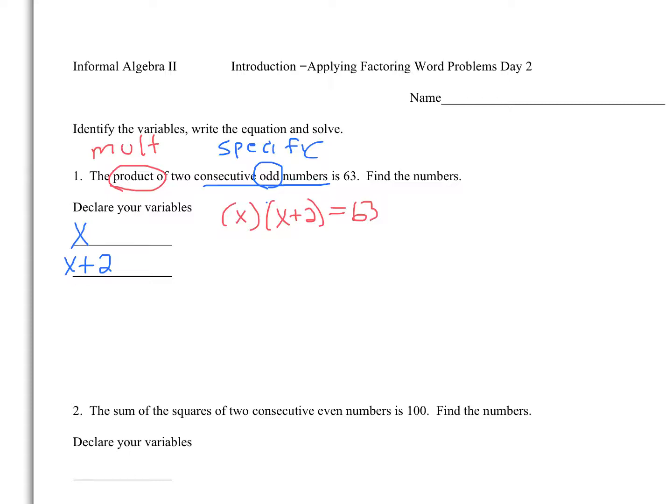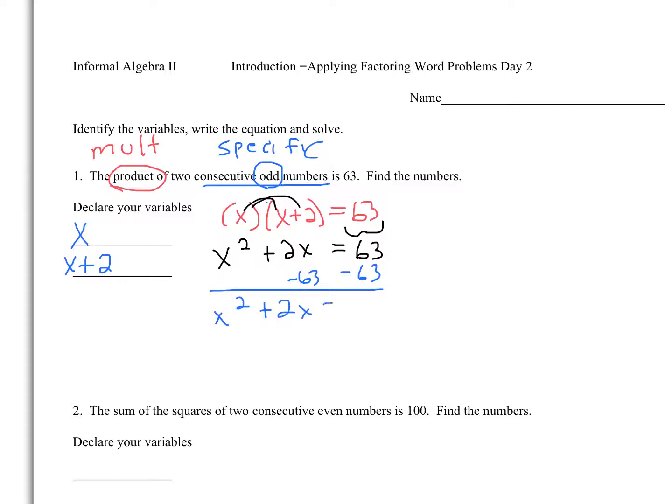Alright. Now, from our previous lessons, we know that in order to solve this, one side of my equation has to be 0. Well, I don't have that yet, so we're going to have to make that happen. We're going to have to distribute this. So I get x squared plus 2x is equal to 63. Now I'm going to subtract the 63. So x squared plus 2x minus 63 is equal to 0.